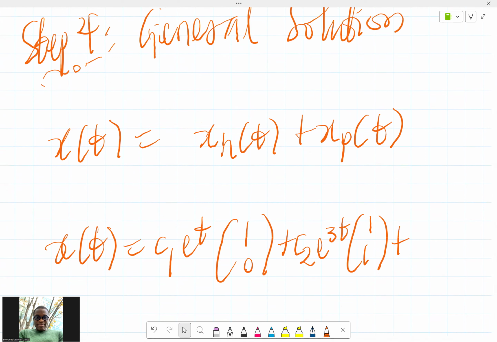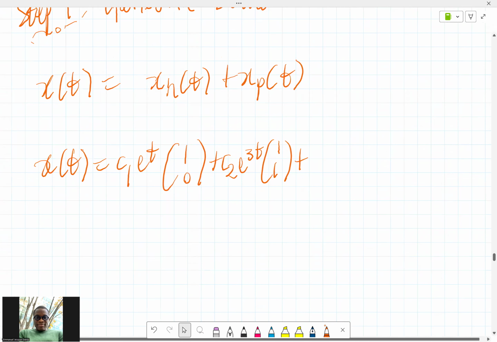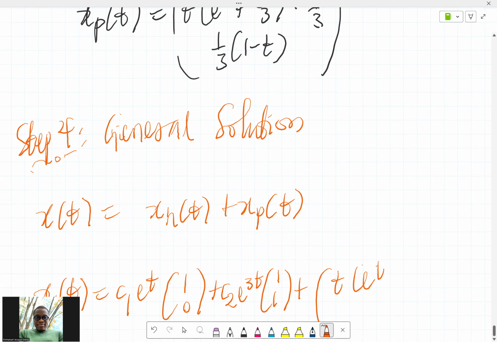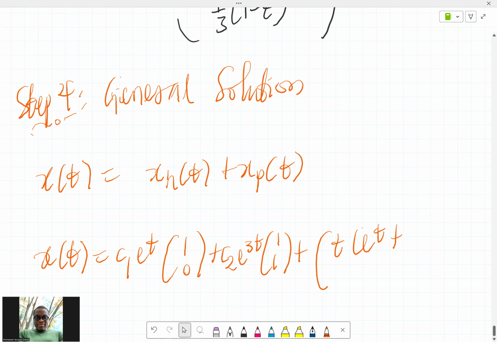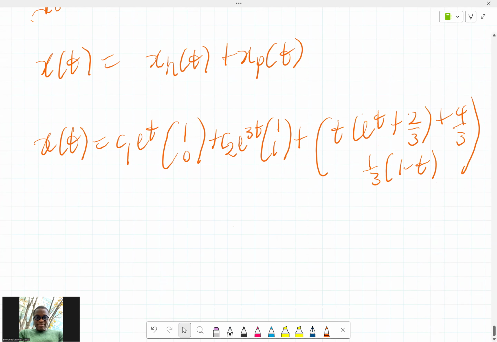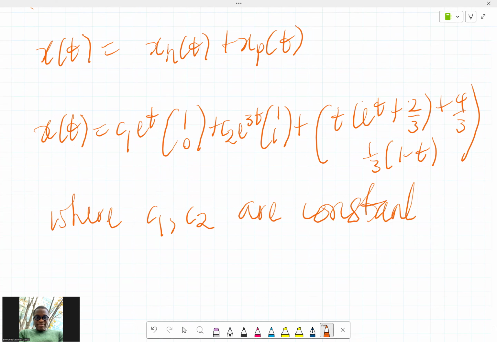Then plus what we just got now. So let me just put it. So we have t into e raised to power t plus 2 over 3 plus 4 over 3 out there. Then down here we have 1 over 3 into 1 minus t. Wow. So that's the general solution using variation of parameters. As usual, don't forget where C1 and C2 are constants.